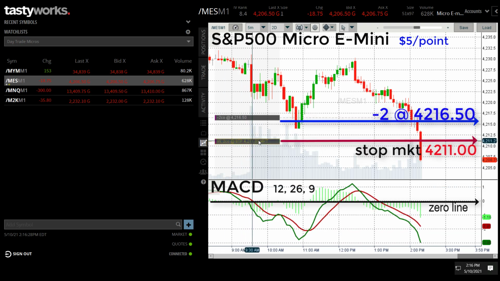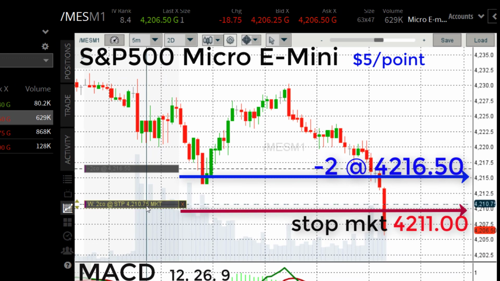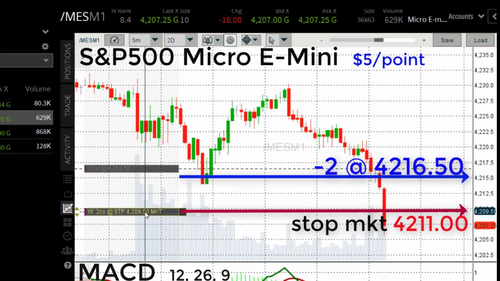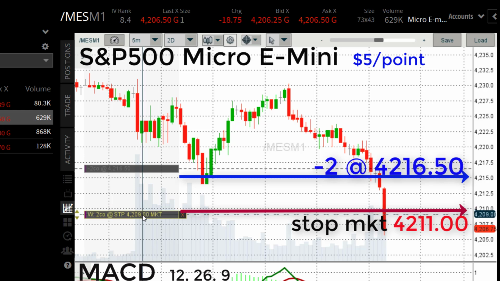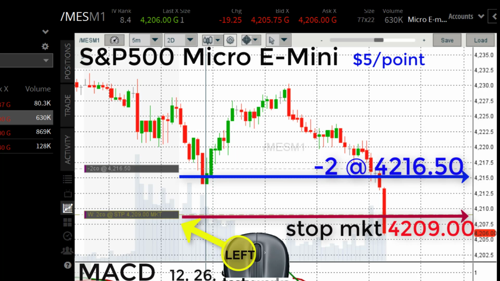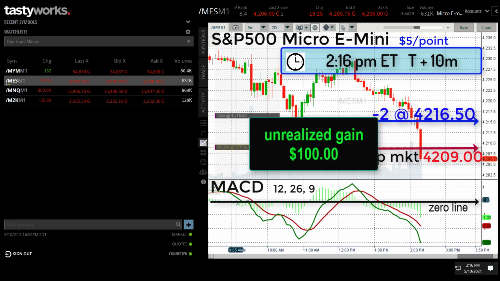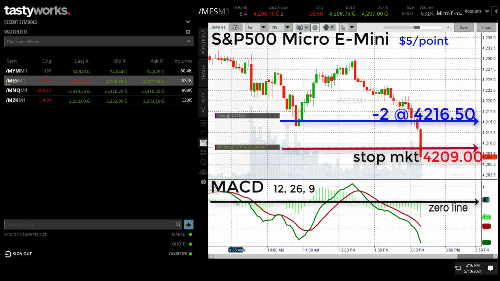We're at 42.06.5 down there. And so you know what I'm going to do. I'm going to move that stop down some more because I've made some money here and I do not want to give it back. So this time I moved my stop down to 42.09 and we're trading down at 42.07. 42.06.5 right now. $100 of unrealized gain so far in this trade.